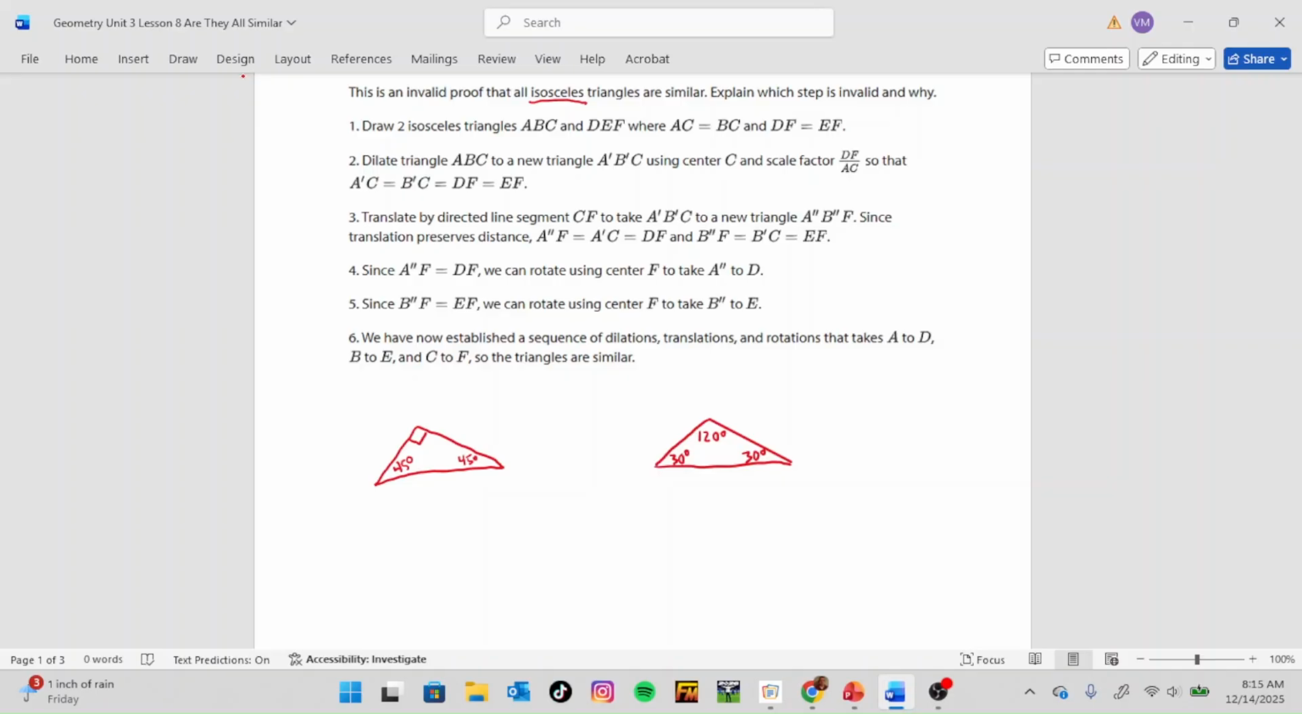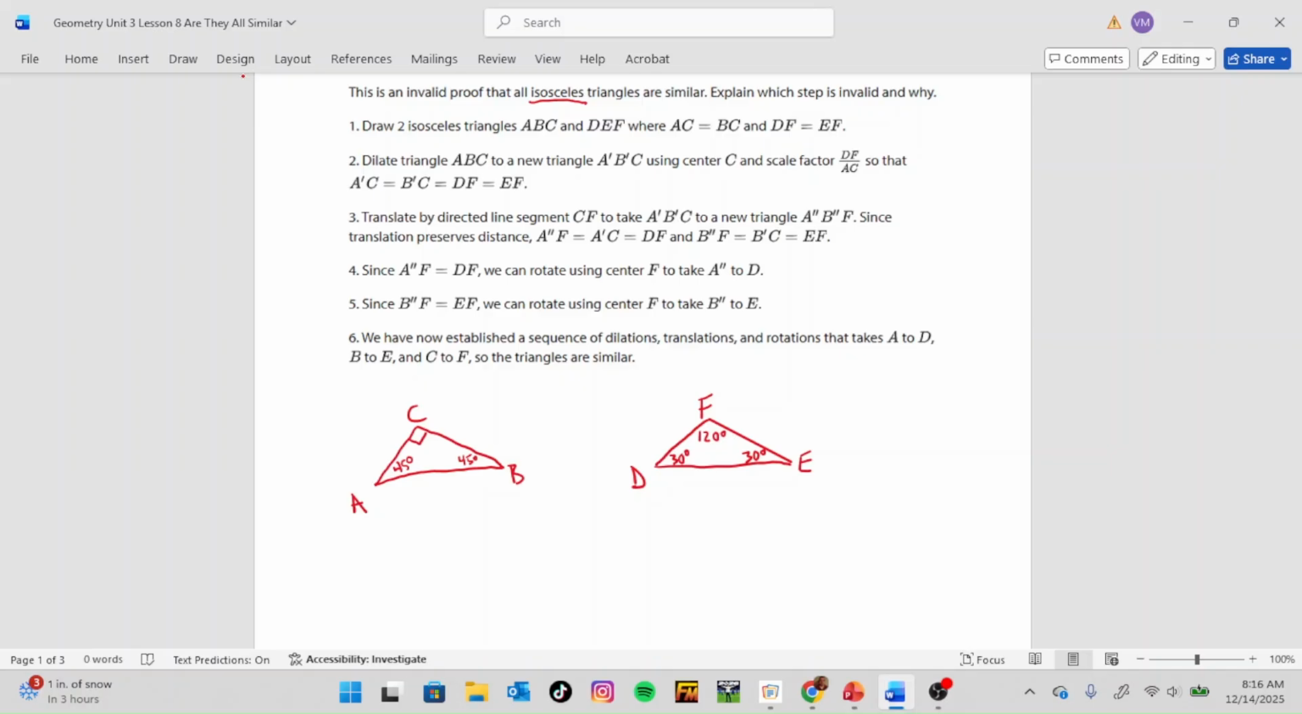So we've drawn two isosceles triangles, and we're going to label one ABC, and we want to make sure that AC and BC are the same length. So we're going to say this is A, B, and C. And then we're going to label the other one DEF, and we want DF to be equal to EF. Okay, so we have our two isosceles triangles here.